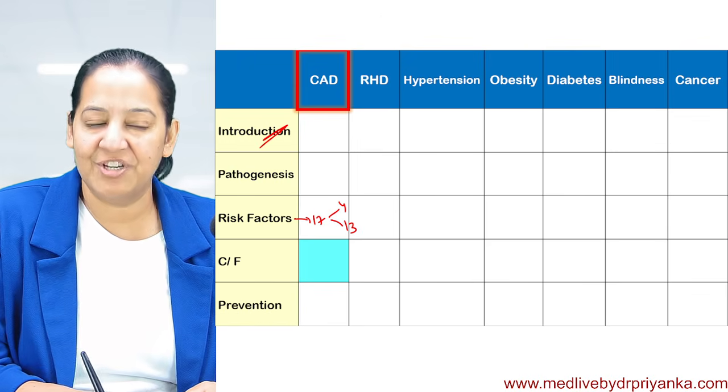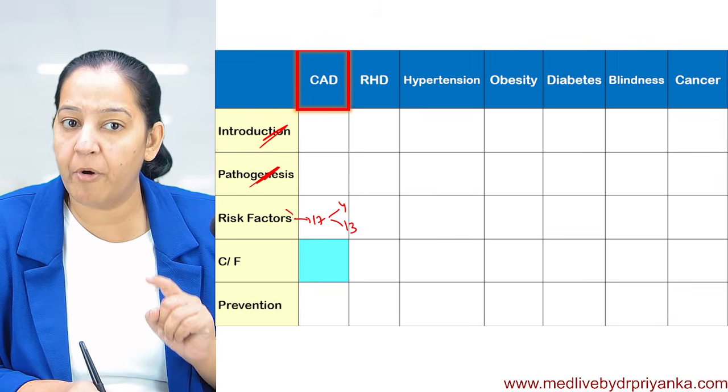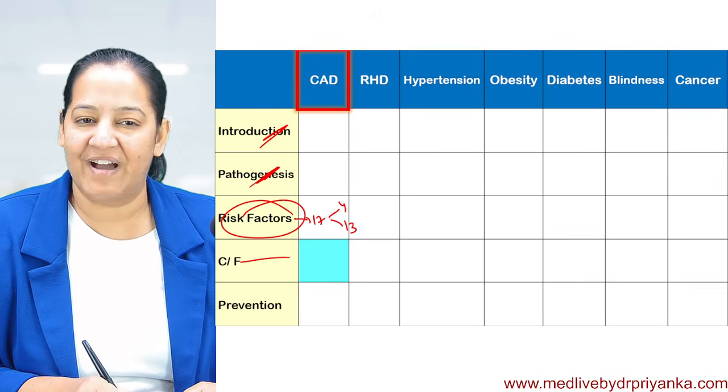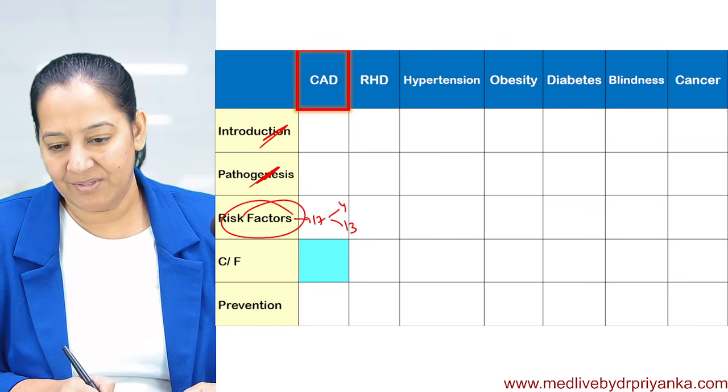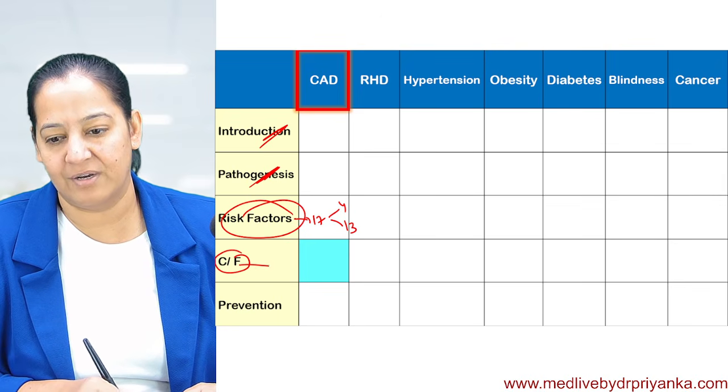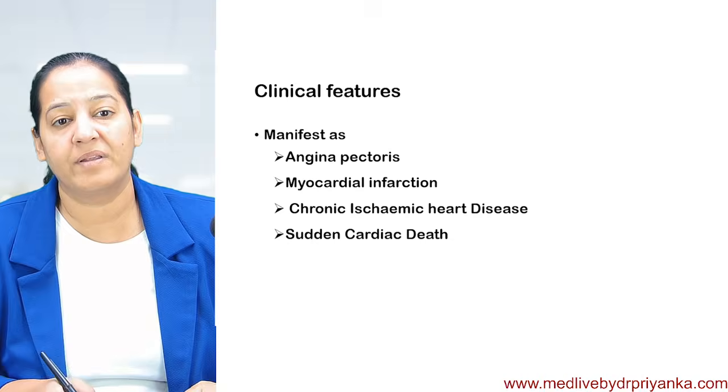So we are done with introduction. We are done with pathogenesis. The most important, we are done with risk factors. Now clinical features of CAD. So let's come to clinical features of CAD. Okay, what are the clinical features?